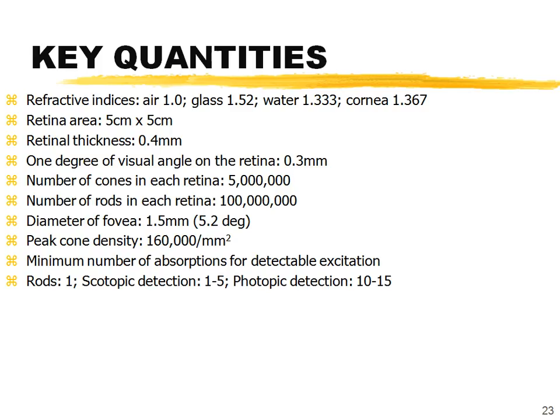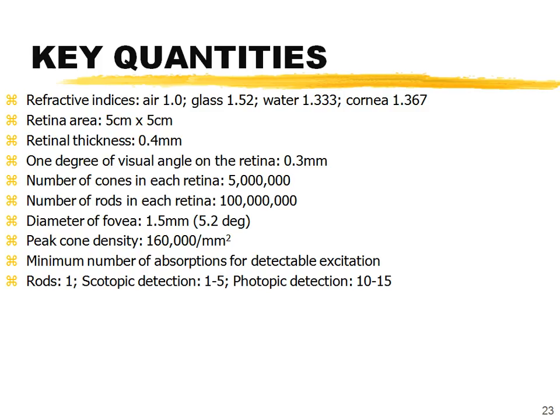All right, what else? Some basic things. Your retinal area generally is about 5 centimeters by 5 centimeters. The thickness of your retina is about 0.4 millimeters, fairly thin. One degree of visual field on your retina is going to be about 0.3 millimeters. You normally stretch your hand out and put your finger up. That's generally about 1 degree of visual field. The finger is going to project onto about 0.3 millimeters of your retina. You have about 5 million cones in each retina, 100 million rods in each retina.